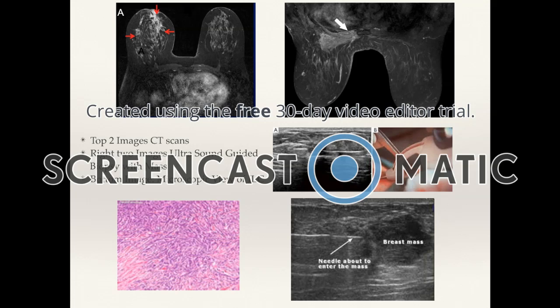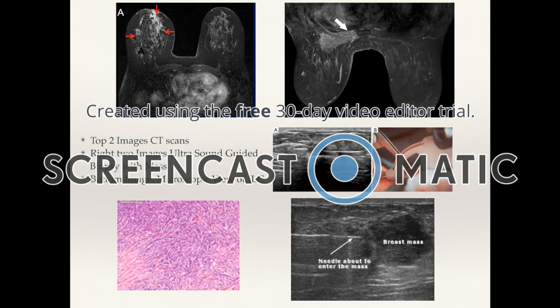Here are a couple of images that show different imaging techniques used for finding masses. The top two images show a CT scan of the breast with ILC demonstrated with the arrows. As you can see on the image to your right, the tumor has spread to the chest wall.